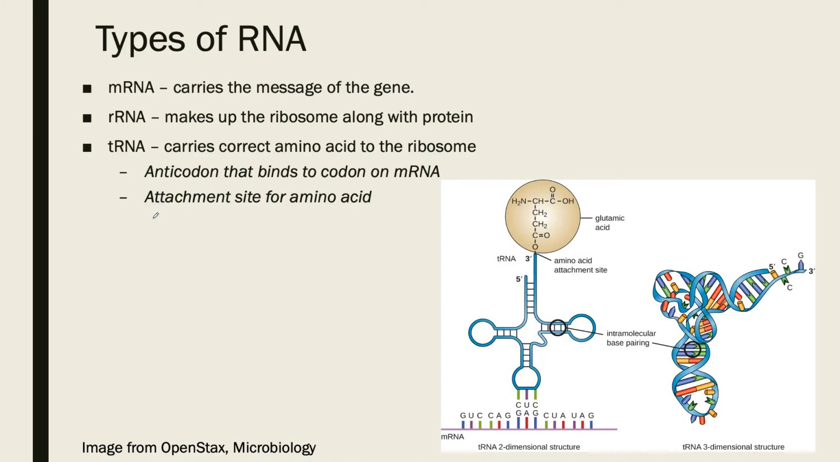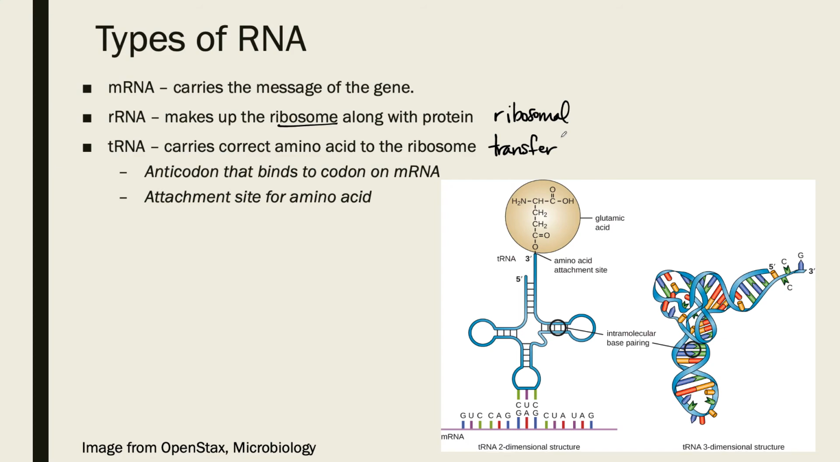Now, we want to understand the three types of RNA. Messenger RNA we've already mentioned. That's what is carrying the message, right, from the gene. rRNA stands for ribosomal RNA, and as you might guess, it helps to constitute the ribosome along with some protein. And then tRNA stands for transfer RNA, and it is transferring that message from the mRNA into an amino acid sequence.